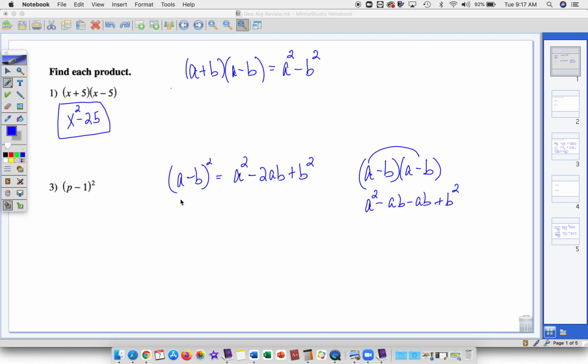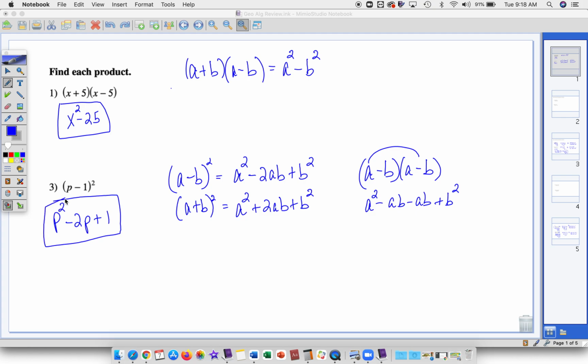If this were a plus, the only difference is that now in the middle I would have plus 2ab. So when I have p minus 1 squared, I know that my first term is p squared, minus p gives me minus 2p, and then plus 1. 1 times 1 is 1.